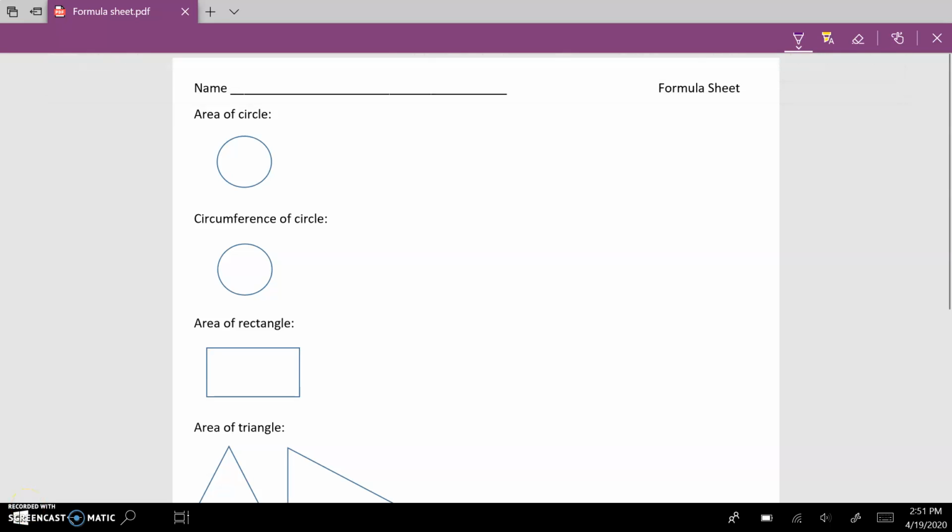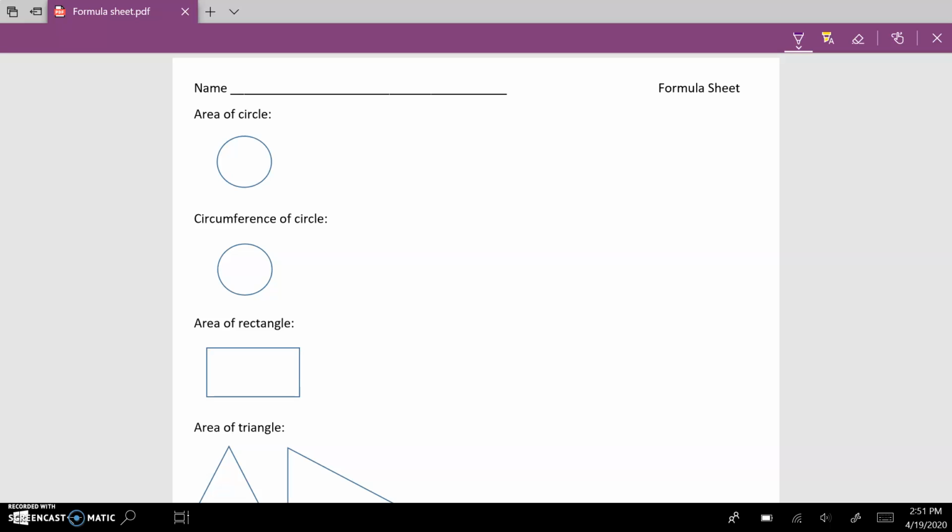All right, so here we are on the formula sheet for this topic. The purpose of this is just to have all of your formulas in one place so you can look at them while you're working on your classwork or your entrance slips. Okay, so just kind of a way to get organized.